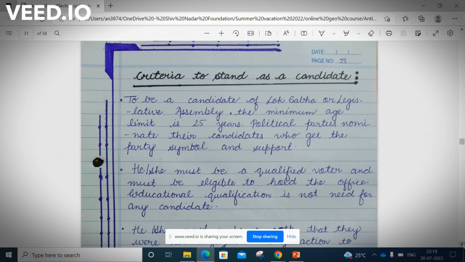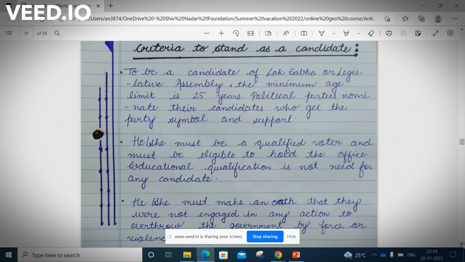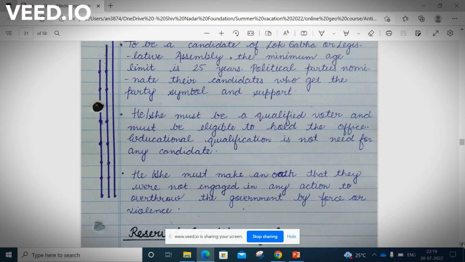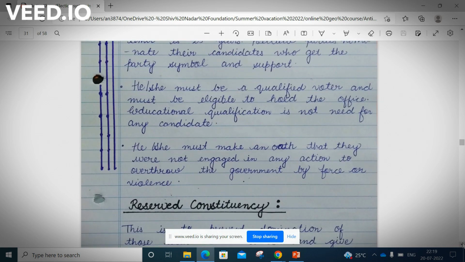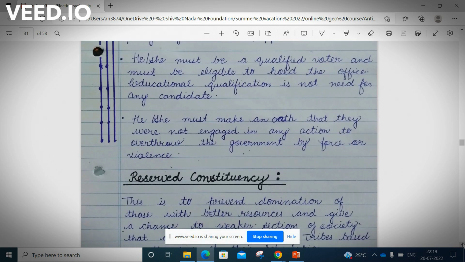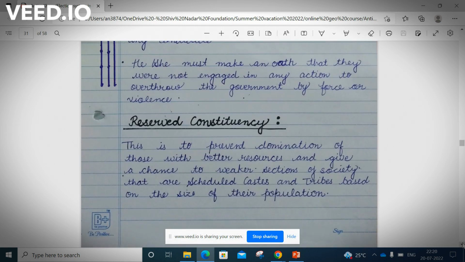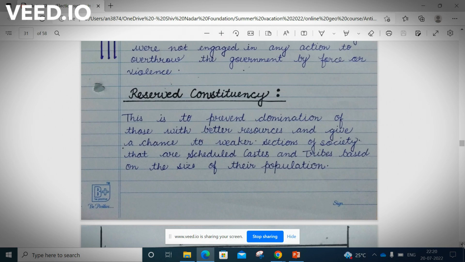So, criteria to stand as a candidate. To be a candidate for Lok Sabha or Legislative Assembly, the minimum age limit is 25 years. Political parties nominate their candidates, who get the party symbol and support. He or she must be a qualified voter and must be eligible to hold the office. Educational qualification is not needed for any candidate, and the candidate must take an oath that they were not engaged in any action to overthrow the government by force or violence.